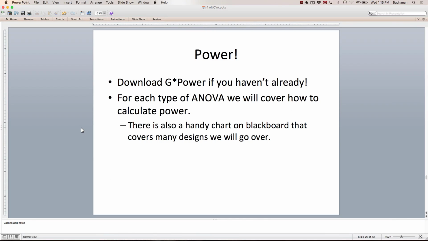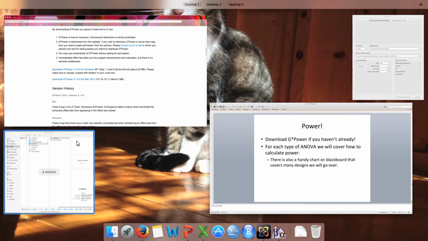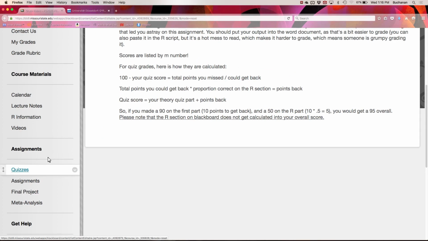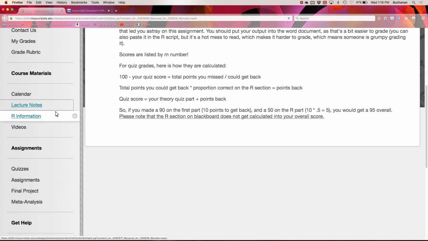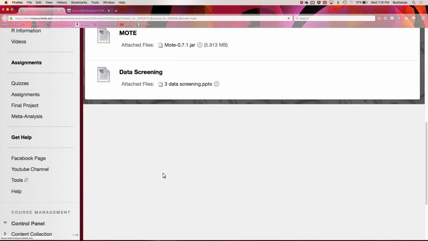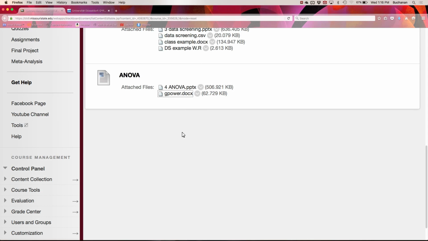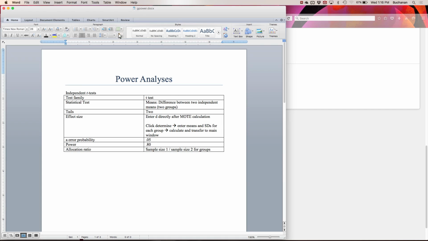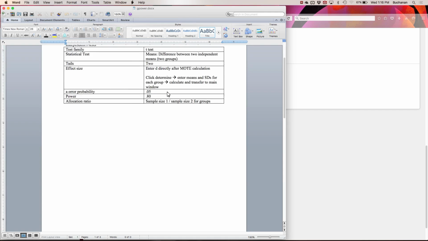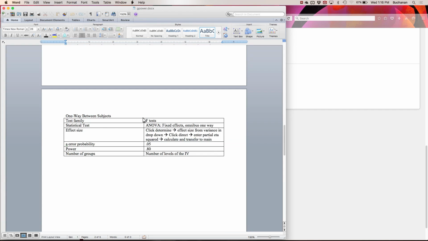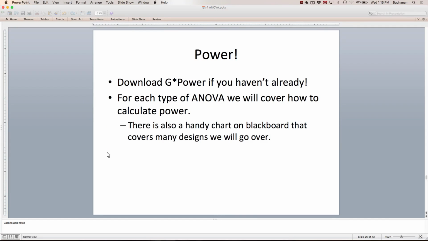So for each type of ANOVA, we're going to talk about power. But the other thing I did was on Blackboard, in the notes section with this, I have a G-power document from last semester, so we're going to add some stuff to it as we go, because we didn't cover ANOVA in my other class. But it has different types of tests and what the buttons are that you have to click for that test. So we'll do one way between subjects, and it has right here exactly what you're supposed to fill in for it. So we'll use this as a guide. All right.